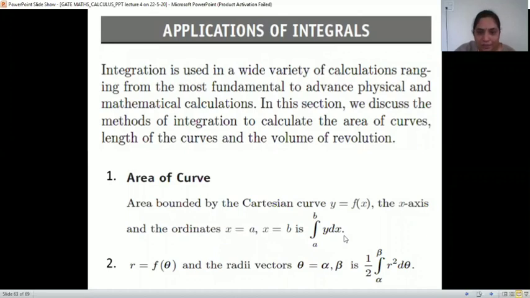Okay, next it is application of integrals. Area of the curve can be defined as integration y dx from a to b, if a Cartesian curve y is f of x is given and where x is a to b, then its area is integration y dx from a to b. And if r is f of theta and the radius vector theta is alpha to beta, then the area of the curve is 1/2 integration alpha to beta r square d theta.